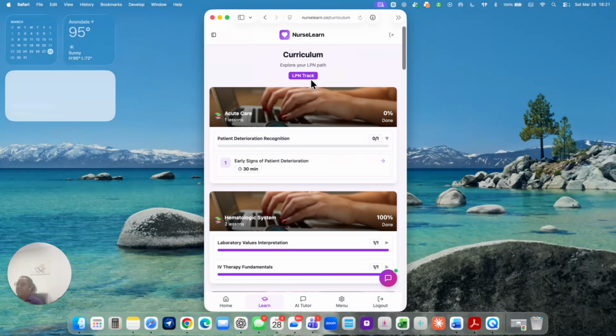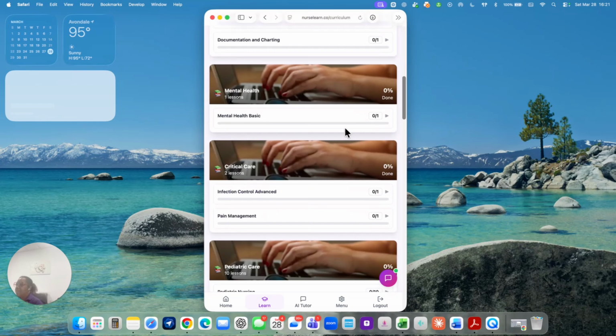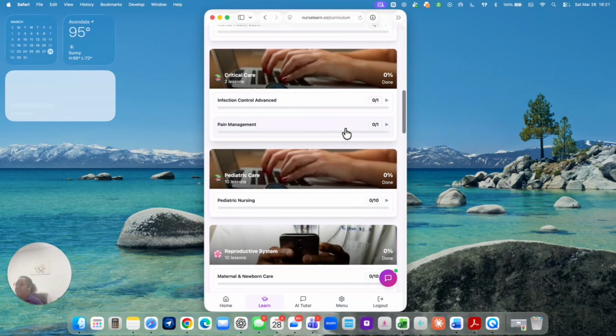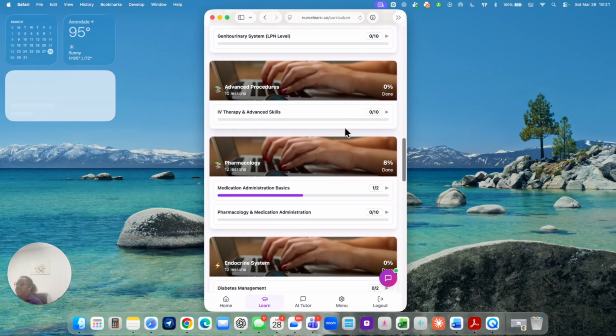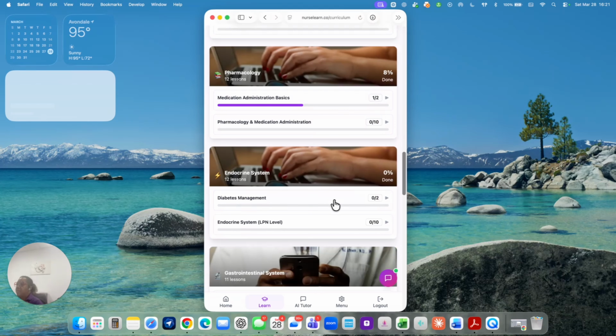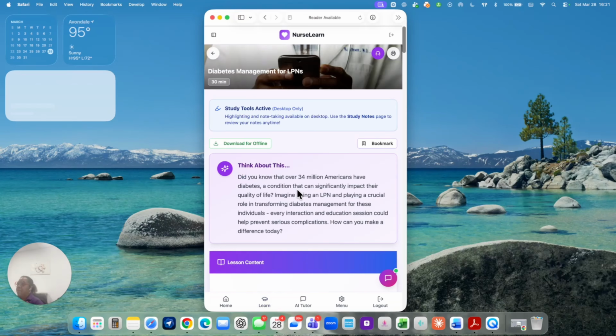We are playing around with the LPN track. So if you look here, these are some lessons for the LPN. Let's click on the endocrine. Let's see, diabetes management. Let's peek at that.